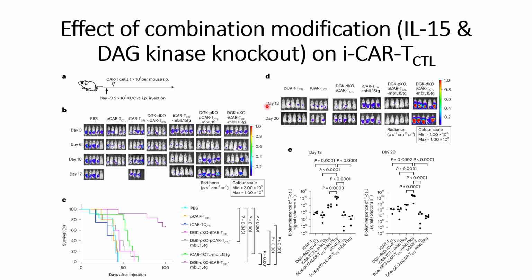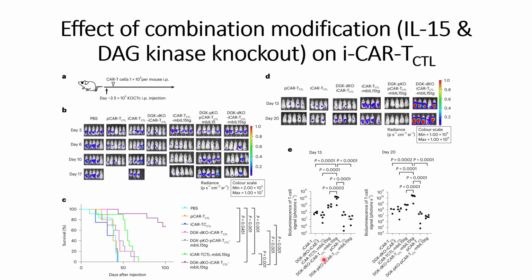Thereafter they also checked the persistence, or the retention, of the CAR-T cells in different conditions, and they see similar results to those seen for tumor suppression, that is, more persistence of the CAR-T cells in the case where CAR-T cells are derived from induced pluripotent stem cell derived mature T cell lineage, in which DAG kinase is knocked out and interleukin 15 is also induced. The quantification of panel D is shown in panel E, where we can see the bioluminescence of the T cells.